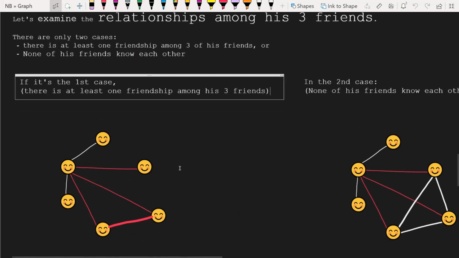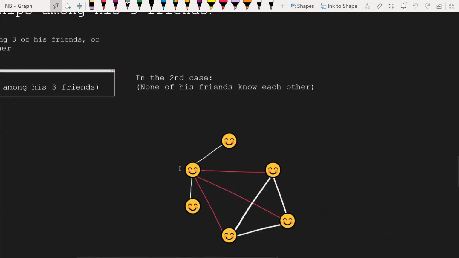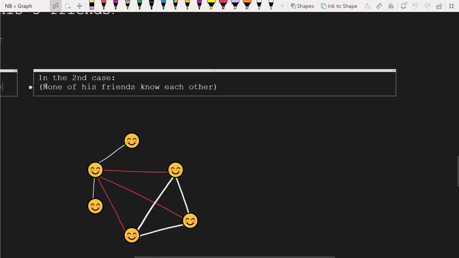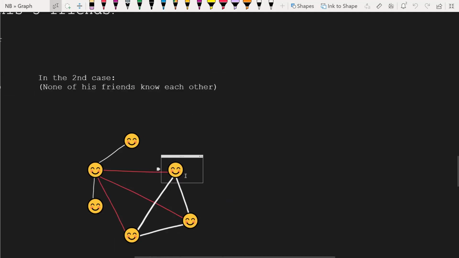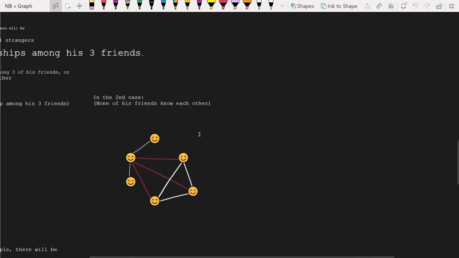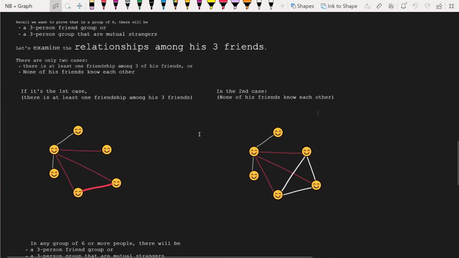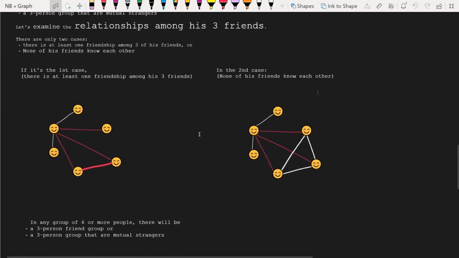And in the second case, in the disjoint case, if these people are all not friends, like none of his friends know each other, then there will be a white triangle. And that also satisfies our proof, right? So this is how we prove that in any group of 6 or more people, there will be a 3-person friend group or a 3-person group that are mutual strangers.